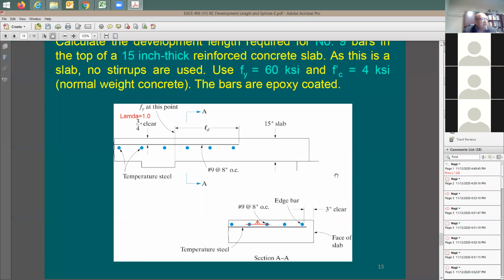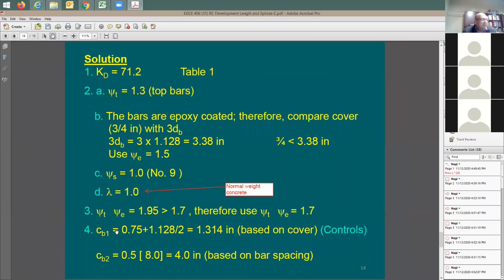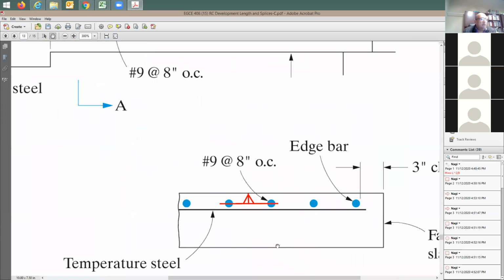So, okay, let me see the analysis for this. So for CB1, 3/4 of an inch, you can say this here is going to be the cover, right? And this is going to be the bar diameter divided by 2, which is going to be the radius. So it's going to be 1.314. The other CB is going to be the bar spacing, right? It's going to be from the bar to the bar. It's going to be half the way between a bar to a bar. So we're going to say, what distance are you talking about? We're going to be talking about the distance from this rebar to half the way between the two rebars.